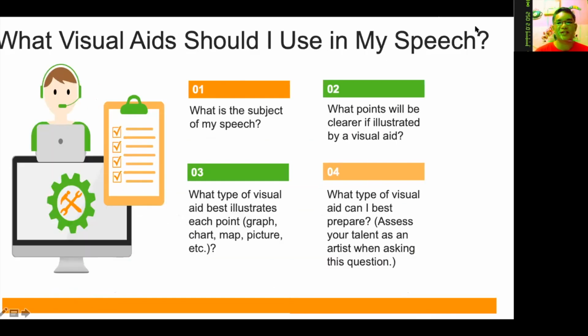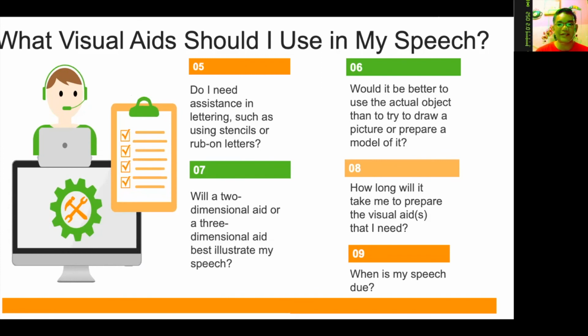What visual aids should I use in my speech? What is the subject of my speech? What points will be clearer if illustrated by a visual aid? What type of visual aid best illustrates each point? What type of visual aid can I best prepare? Do I need assistance in lettering? Would it be better to use the actual object than try to draw a picture? Will a 2-dimensional aid or 3-dimensional aid best illustrate my speech?